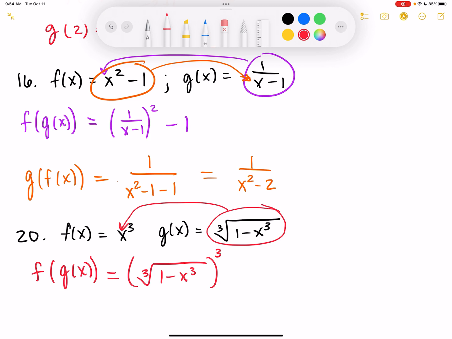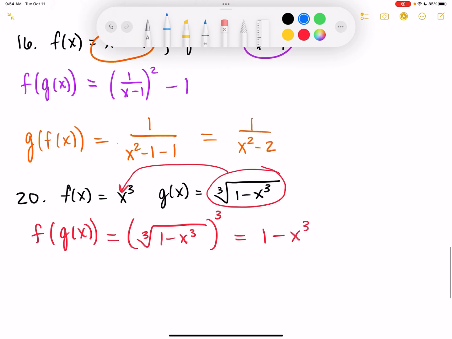Yep. The cube and the cube root cancel each other. Okay, that's amazing. See, I told you this stuff is fun. Which makes g of f of x, so that makes the radical go away.